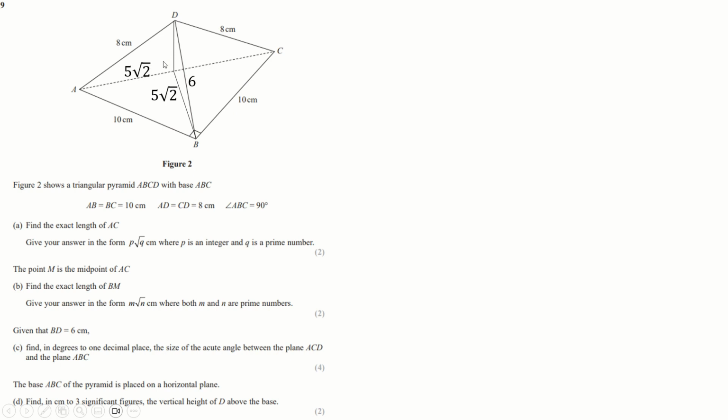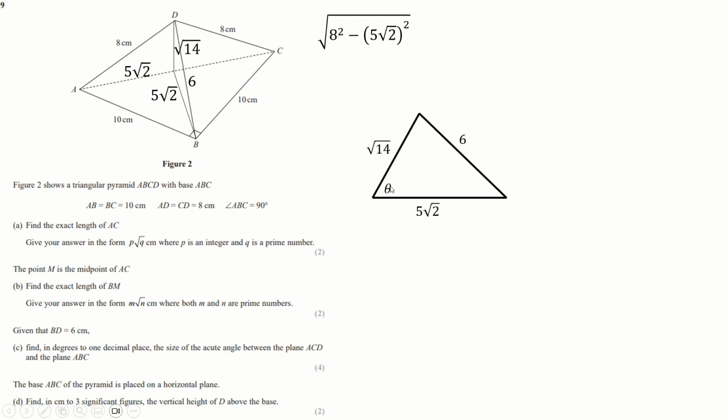But if they're both 90, then I can just do Pythagoras to find this length by doing 8 squared minus 5 root 2 squared, all square rooted, which is root 14. So that's this length here. Now look at this triangle here, and I'm looking for theta. That's that theta there. That's the angle between this plane at the back and the plane on the floor. And of course, I can just do some cosine rule to find this. Ignore this arrow for now. It's not necessary. We'll get to it later.